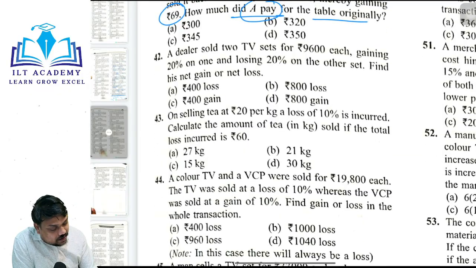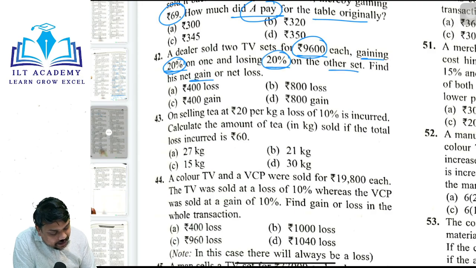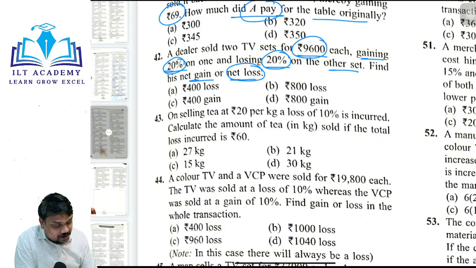42 question. A dealer sold the TV sets for 9,600 each, gaining 20% on one and losing 20% on the other set. Find the net gain or net loss. I told you a formula yesterday, remember? When two items are sold at the same profit percentage and loss percentage, then what? You forgot.